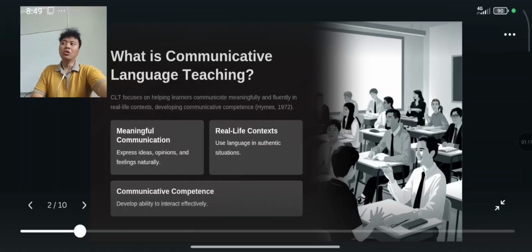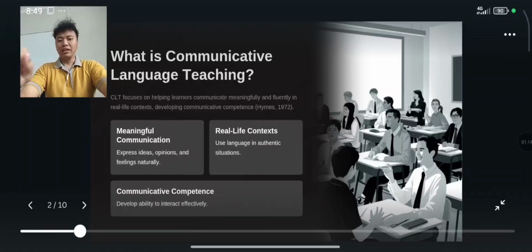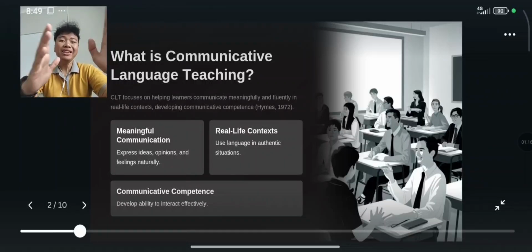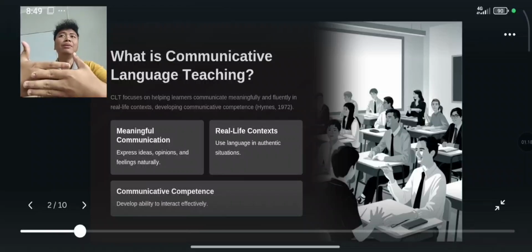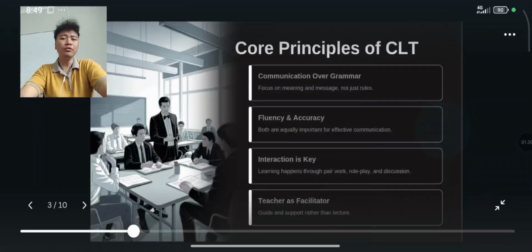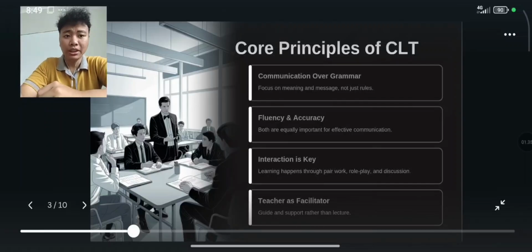And then, the last but not least is communicative comprehension. With this method, students will be more competent in being communicative among each other. Move into the core principles of CLT. There are just 4 principles in CLT.